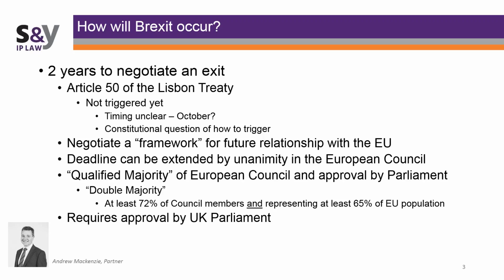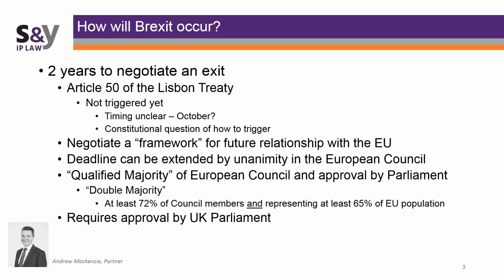The decision on the agreement is made by a so-called qualified majority of the Council, and again that was new in the Lisbon Treaty. That was redesigned, and it is a double majority, so it has to have 72% of the Council members, in this particular case of course excluding the UK, and again those Council members have to represent at least 65% of the EU population, again excluding the population of the UK. And of course any agreement is on the other side going to require approval by the UK Parliament.